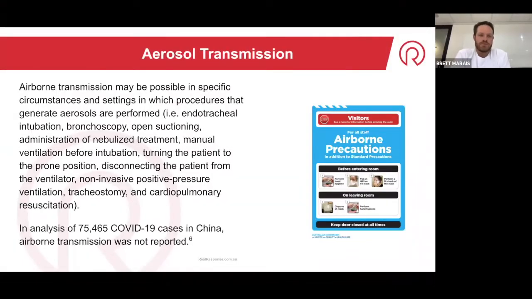The aerosol transmission method. Airborne transmission may be possible in specific circumstances and settings in which procedures that generate aerosols are performed. These can include the endotracheal intubation, a bronchoscopy, open suctioning, administration of nebulized treatment, manual ventilation before intubation, turning the patient to the prone position, disconnecting the patient from the ventilator, non-invasive positive pressure ventilation, tracheostomy, and potentially CPR, cardiopulmonary resuscitation. It's important to note that in an analysis of over 75,000 COVID-19 cases in China, airborne transmission was not reported as the main method or mode of the disease virus spreading.